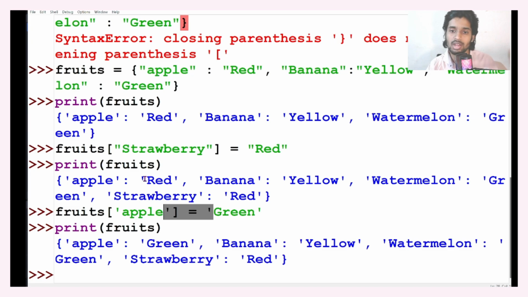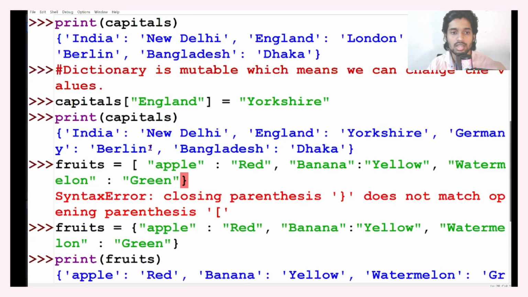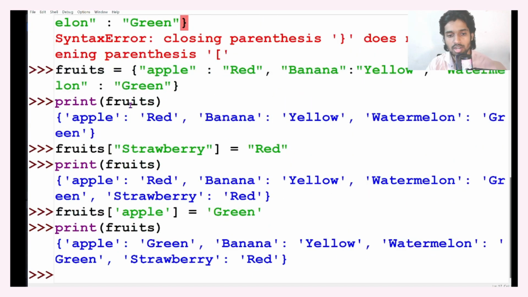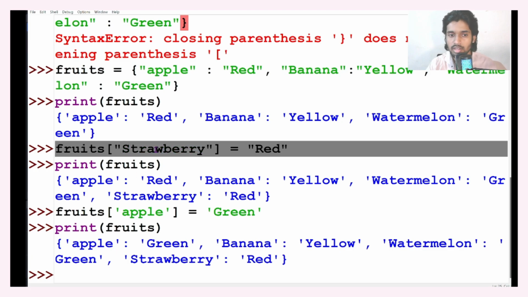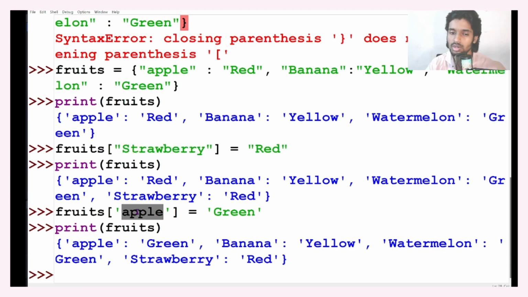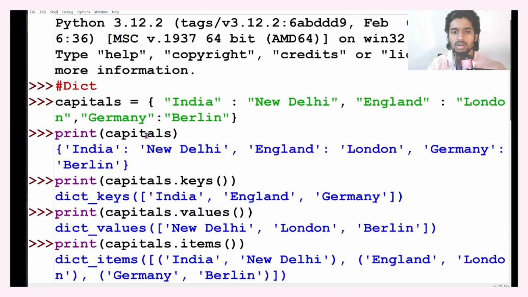When I updated the value for England, I wanted to update it, but here I wanted to create a new entry, just like I created strawberry. I wanted to create a new entry for the apple, which I want to represent a green apple. But it didn't work because the keys can't be duplicated, which is the reason the old value got replaced with the new value. So this is how we work on dictionary.